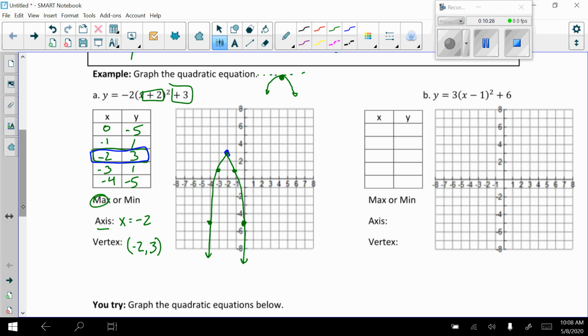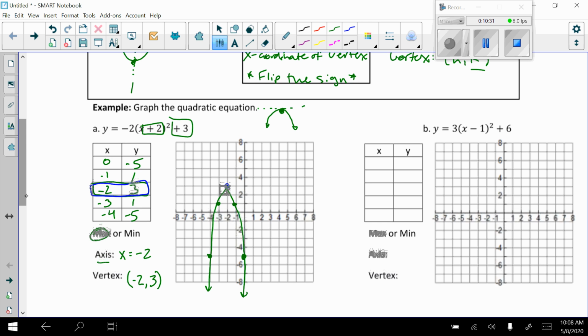So hopefully this example is clear. Big things to remember for vertex form, you need to flip this sign. That is the big deal with vertex form. To find the axis of symmetry or the x-coordinate of the vertex, those are the same thing. You have to flip that sign, okay? If you don't flip that sign, everything's going to be messed up from there, okay? So we need to flip the sign, put the vertex in the middle of our table, and build it out from there. All right, and then we can determine if it's a max or min just by thinking about which way it opens, and we determine that by looking at the sign of the leading coefficient. Positive means going up, negative means going down.